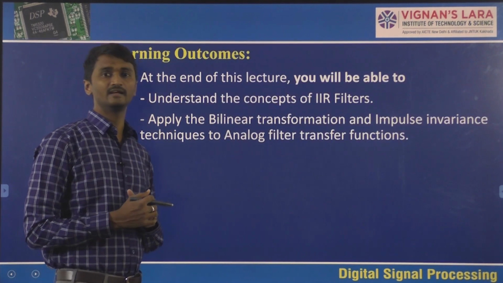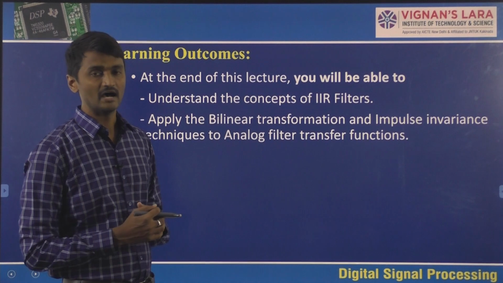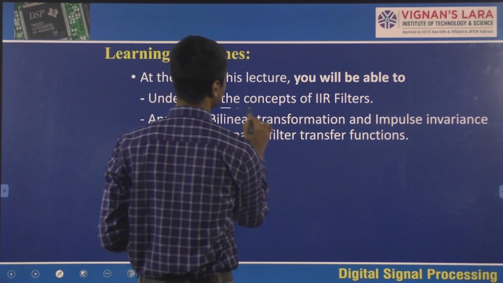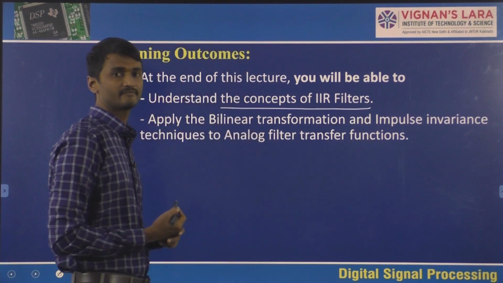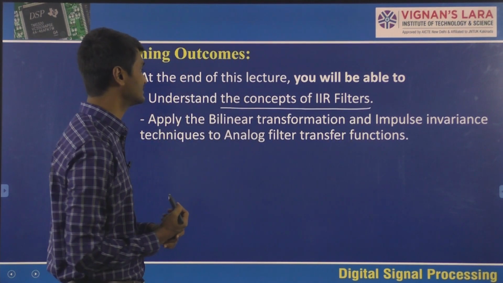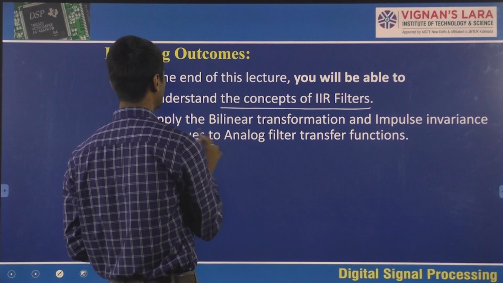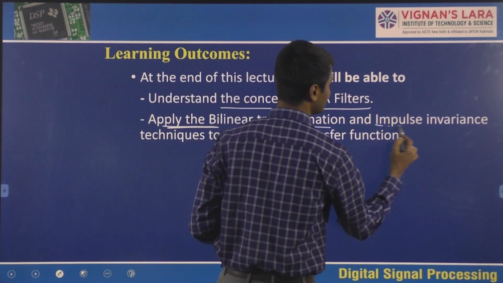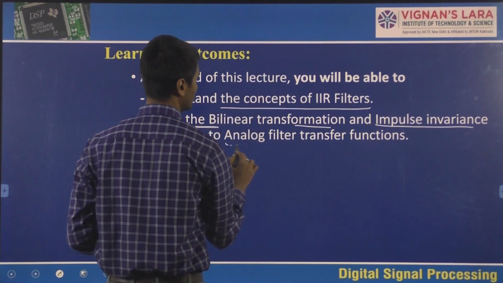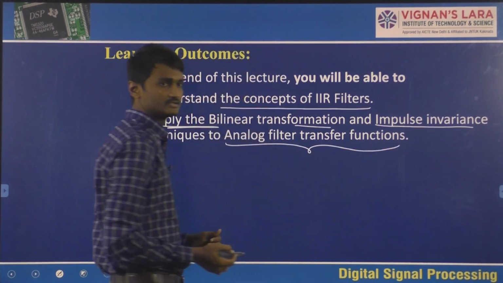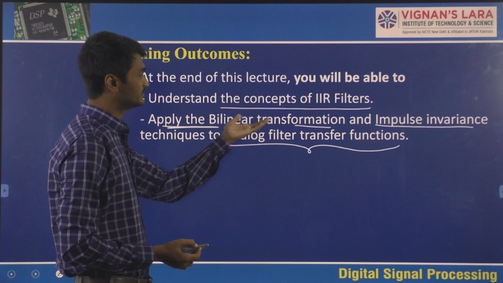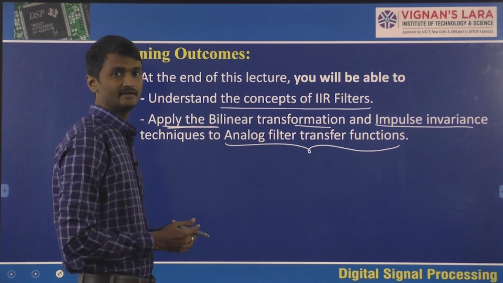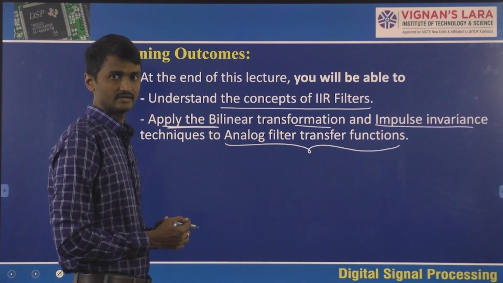Here is the learning outcome of this lecture. After successful completion of this lecture, you will be able to understand the concepts of IIR filters and apply the bilinear transformation and impulse invariance techniques to analog filter transfer functions. Already I mentioned that these two techniques are used to convert analog filter transfer function into digital filter transfer function.